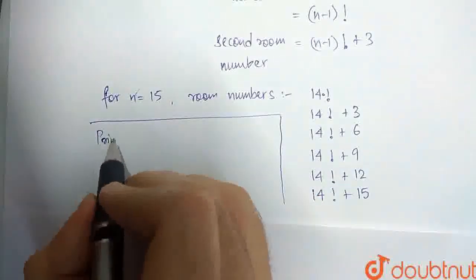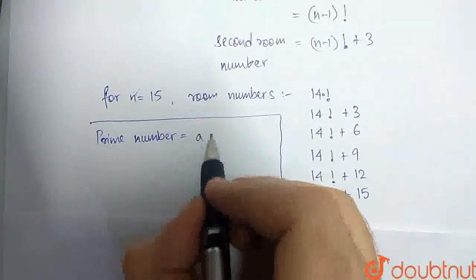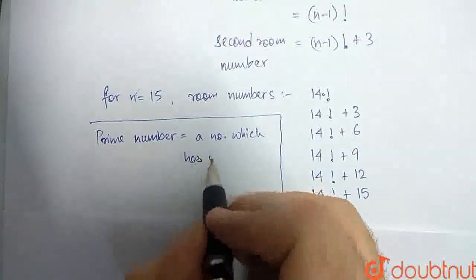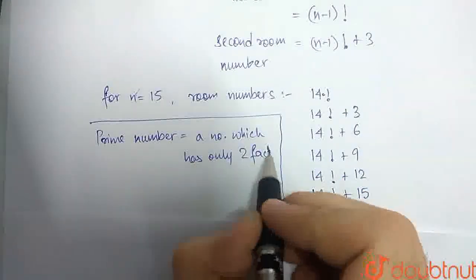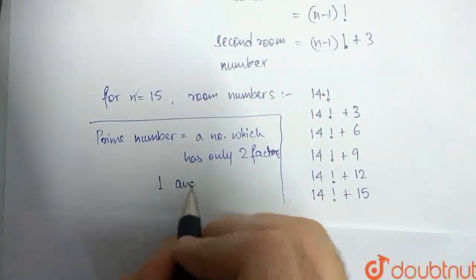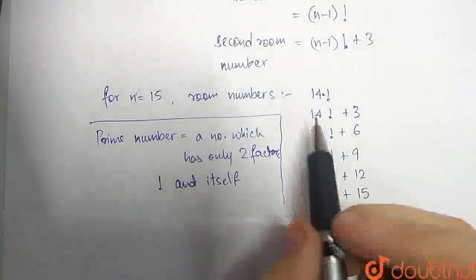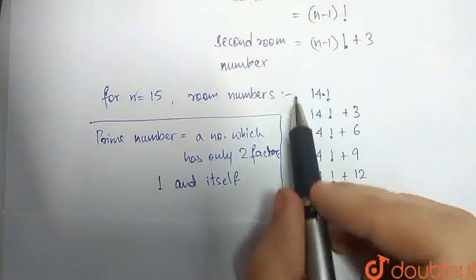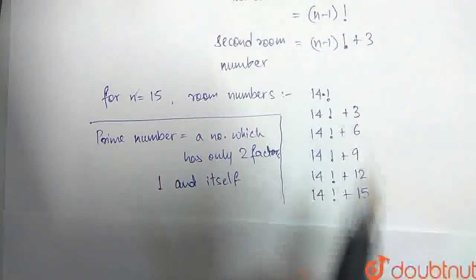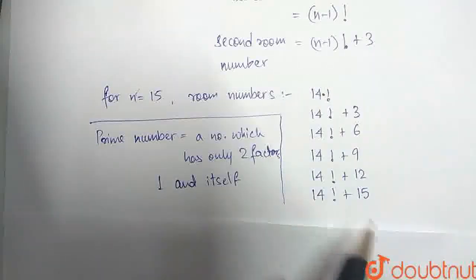is a number which has only 2 factors. These factors are 1 and itself. So if we can prove that any of these numbers has more than 2 factors, then we can prove that that number is not a prime number. So we'll use this technique to find out which of these is prime.